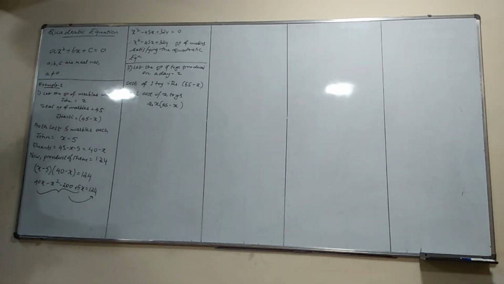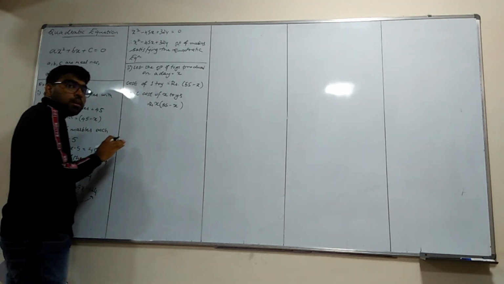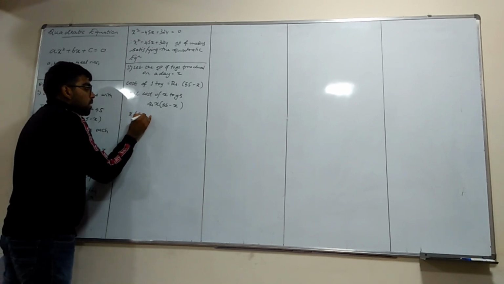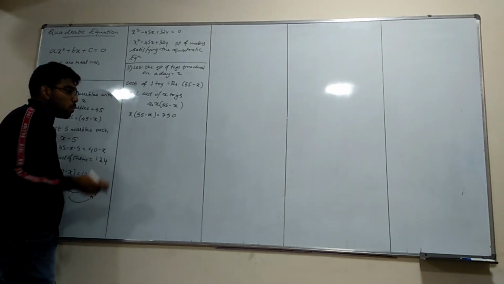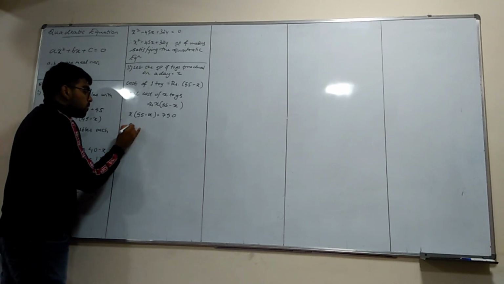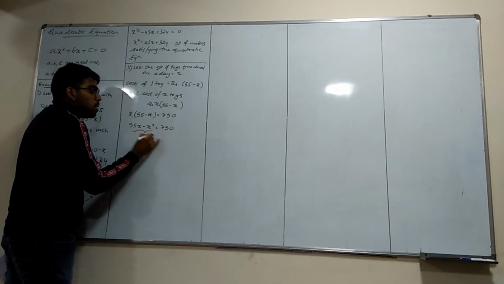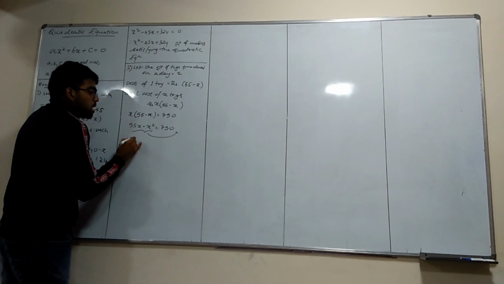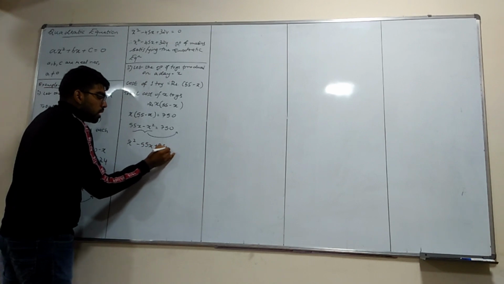Later on they have told us the total cost of production was 750. So this is the total cost of production, so this is equal to 750. X into 55 minus x will be 750. Will it be possible for us to solve that? Yes, we will get a quadratic. So 55x minus x squared is equal to 750. Taking the 750 to the other side, that will be x squared minus 55x plus 750 equal to 0.